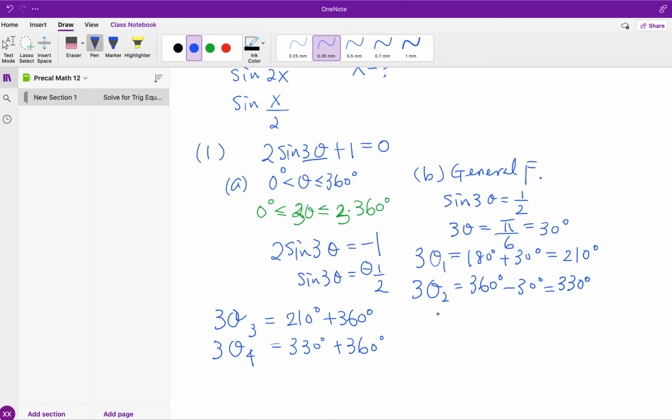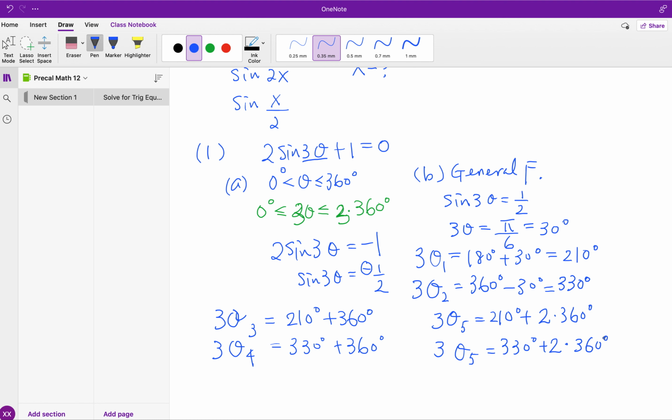So then our 3 theta 5 equals 210 plus the doubled 360, and 3 theta 6 equals 330 plus the doubled 360 degrees. All right, so now I have all of these.